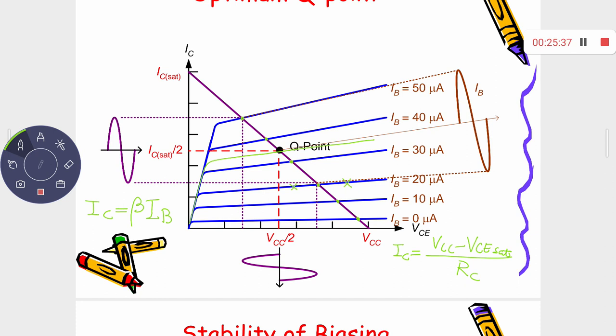Now, even if you change the IB, suppose you increase IB beyond 50, then what happens? Basically, beta drops. If you'd like to relate IC to beta IB, then beta is no longer constant. In the active or linear region, beta is constant, say 100 or 150, 200, whatever it may be. But whenever the device enters into saturation, IC is 9.8 milliampere. Even if IB is equal to 50, it is 9.8. If IB is 60 microampere, then 9.8. If IB is 80 microampere, then also 9.8. So if you would like to maintain the relationship IC equals beta IB, that relationship says that the beta value drops.